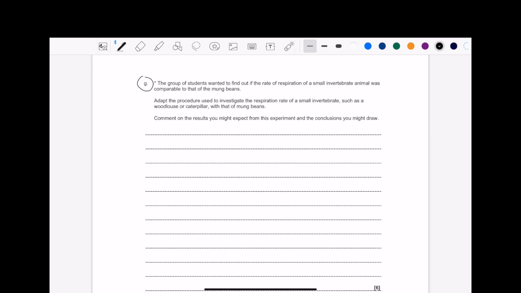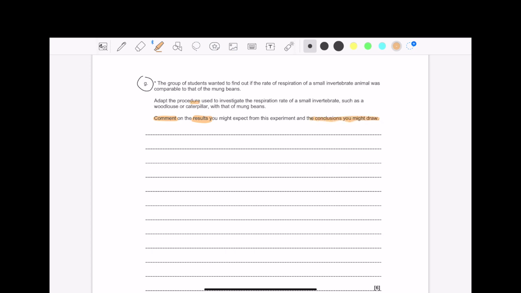Let's read. Comment on the results you might expect from this experiment and the conclusions you might draw. By reading that, we have no idea what's going on, so let's read before it. A group of students wanted to find out if the rate of respiration of a small invertebrate animal was comparable to that of the mung beans. Adapt the procedure used to investigate the respiration rate of small invertebrates, such as woodlouse or caterpillar, with that of mung beans. A lot is going on. A lot. But let's break it down, okay? Firstly, it's all about commenting on the results. And secondly, the conclusions you might draw.